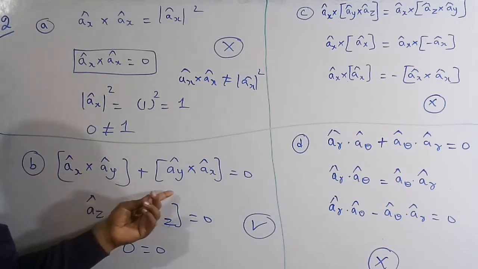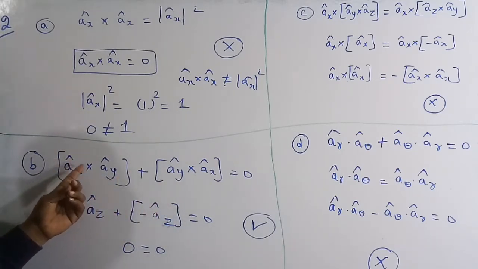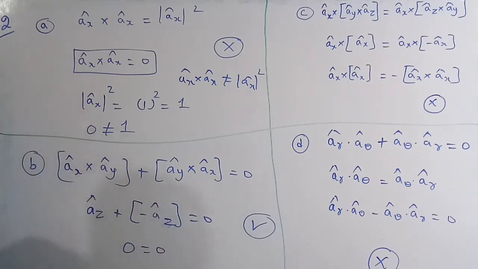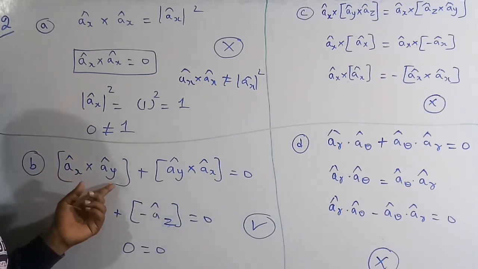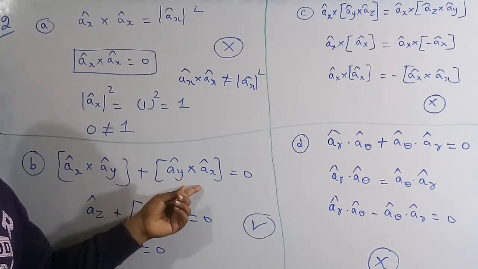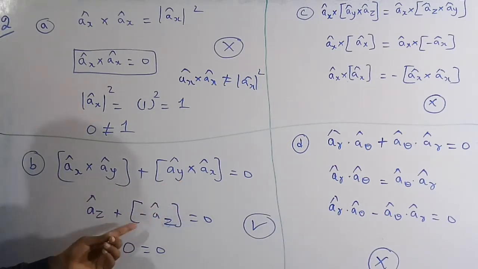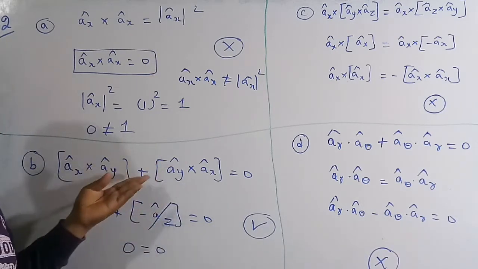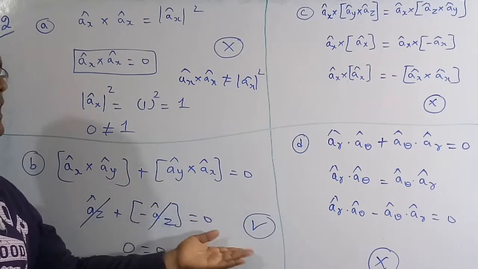In option B they are given the equation like this: x cap cross ay cap plus ay cap cross x cap is equal to 0. Definitely x cap cross ay cap is nothing but az cap, and ay cap cross x cap is nothing but minus az cap. So both are opposite of each other. So you can cancel these two terms, then we are going to get 0 is equal to 0. Yes, LHS is equal to RHS. So therefore we can say the equation given in option B is the correct one.